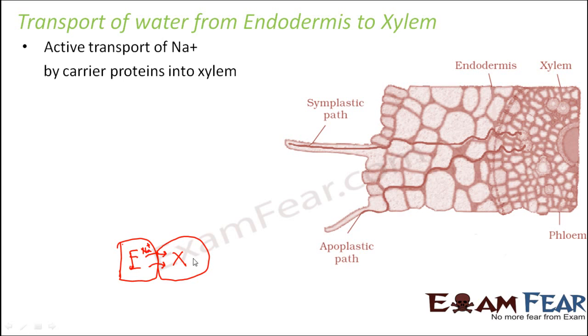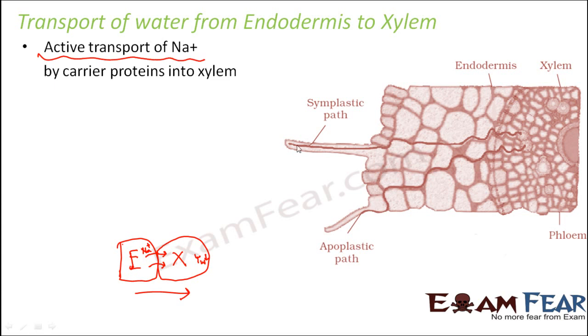Now as these ions enter xylem, what happens? The solute concentration will increase, so the solute potential will become more negative. As a result, the water potential will decrease. So when you talk about the movement of water, diffusion or osmosis, water will start moving from endodermis to xylem. So the water movement from endodermis to xylem is totally governed by this active transport of ions by the carrier proteins into xylem.